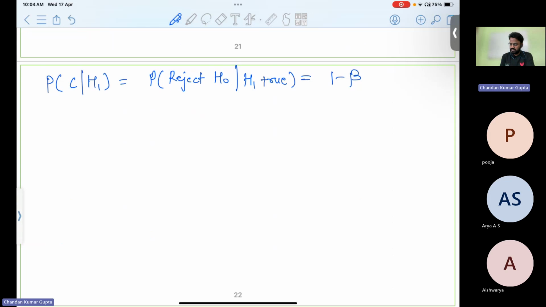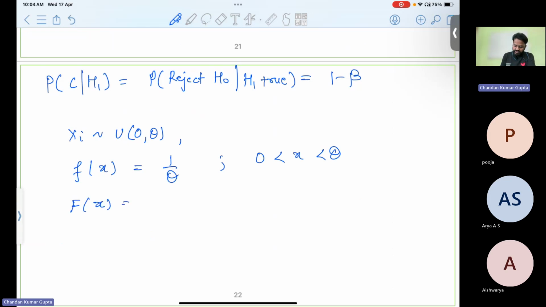Since xi follows uniform 0 to theta, our f(x) is what? It is 1 by theta when x lies between 0 to theta, and the CDF is x by theta.